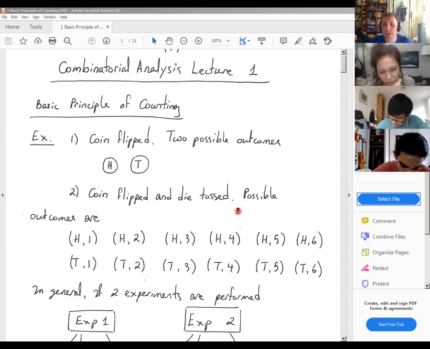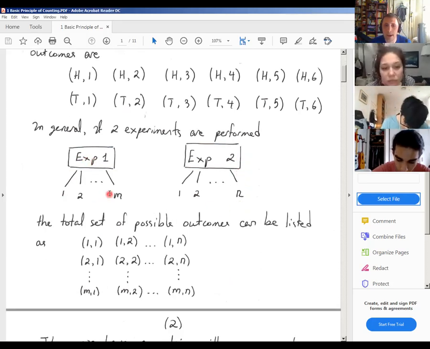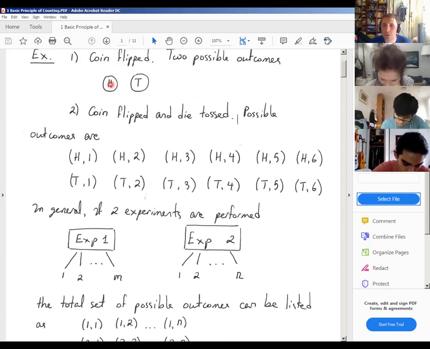So in general, we want to know, if we have two experiments, experiment 1 and experiment 2, and experiment 1 has m outcomes and experiment 2 has n outcomes, how do we count all the possibilities combined? So for each outcome in experiment 1, there are n outcomes independently. Okay, it doesn't matter what experiment 1 produced as an outcome, there will be n outcomes for experiment 2. Make sense? So for example, with the coin, there are 2 outcomes for experiment 1, and the die will produce 6 outcomes for experiment 2. Okay, and it doesn't matter what the coin produces, the die will produce 6 outcomes, no matter what.